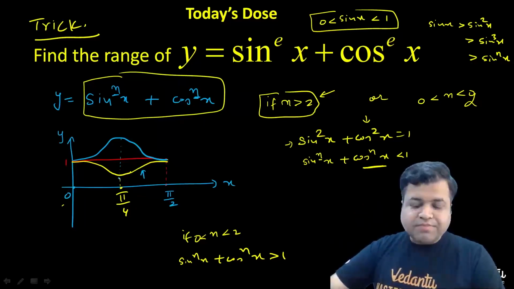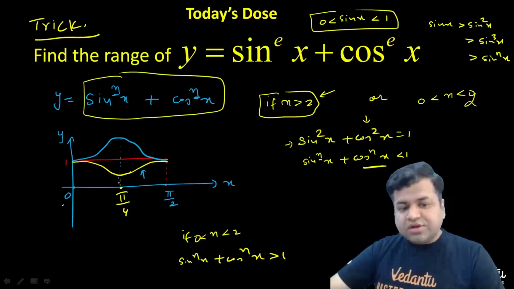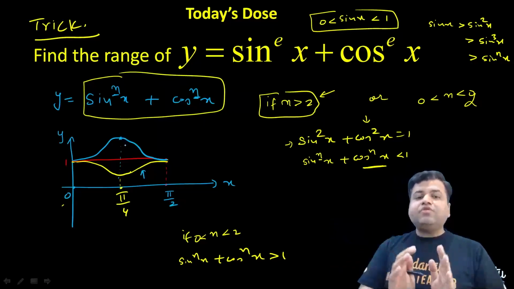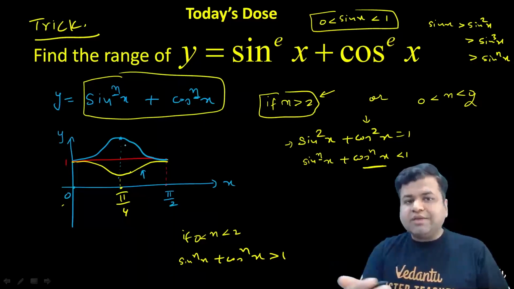Just find the value at pi by 4, and check whether it is the minimum or the maximum. If it is the maximum, then the minimum value will be 1, and the maximum will be the value at pi by 4 in 0 to pi by 2. Now you need to check whether negative values are possible or not.